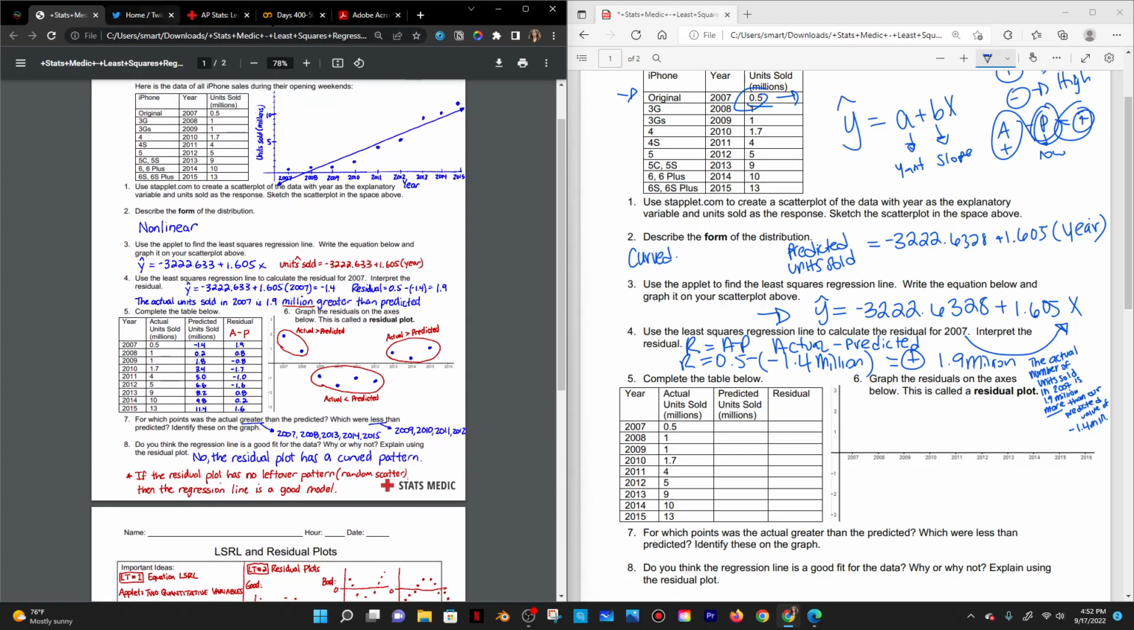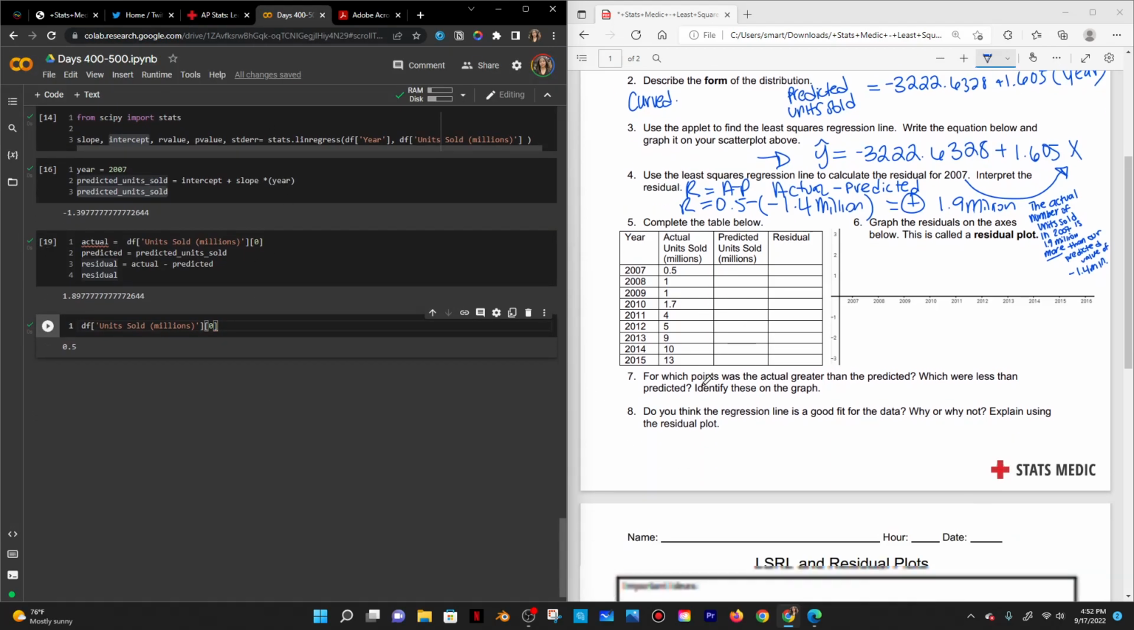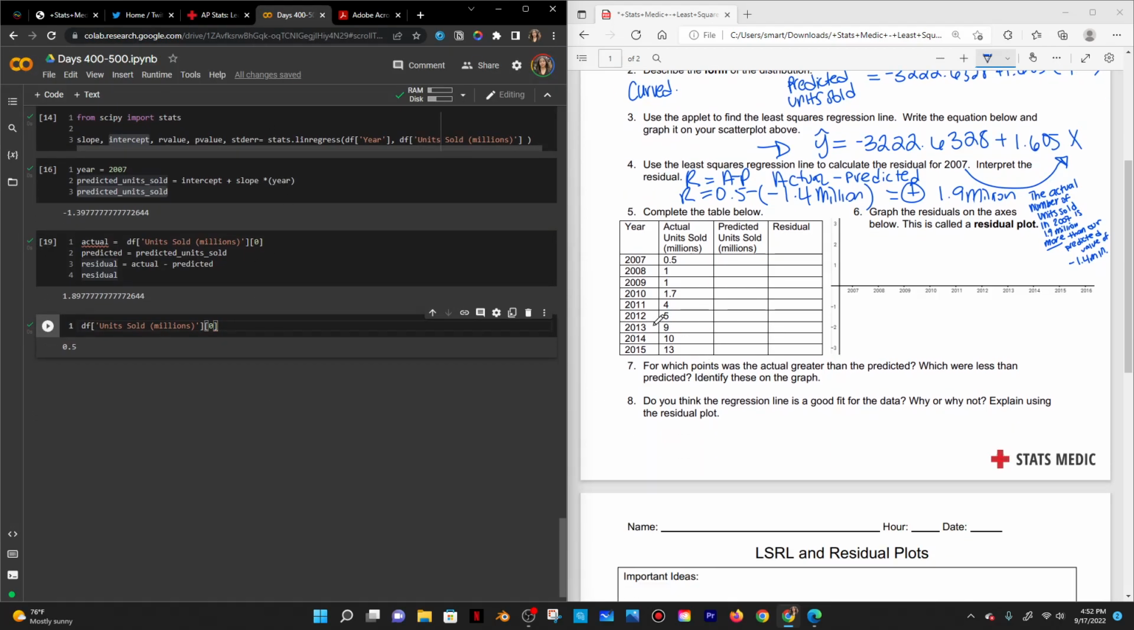Okay, let's move on. The next thing is the residual plot. It says graph the residuals on the axes below. This is called the residual plot. Let me do the first one by hand, which we literally already did. The predicted units sold was negative 1.4, and the residual was 1.9. And you just do that for the rest of them.